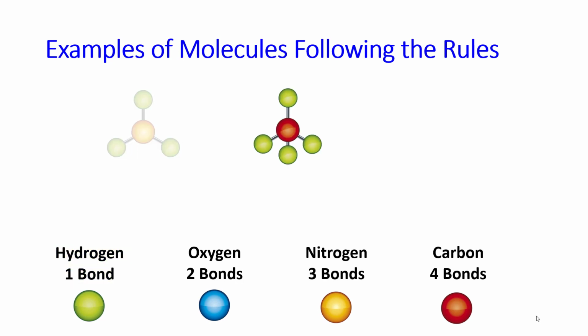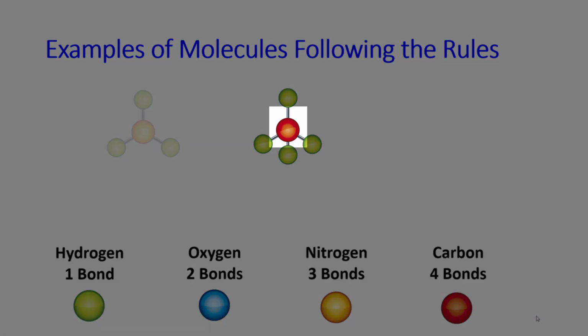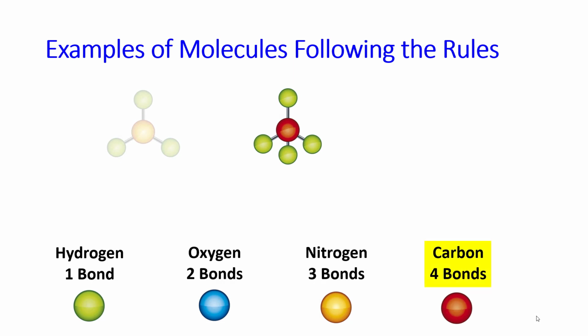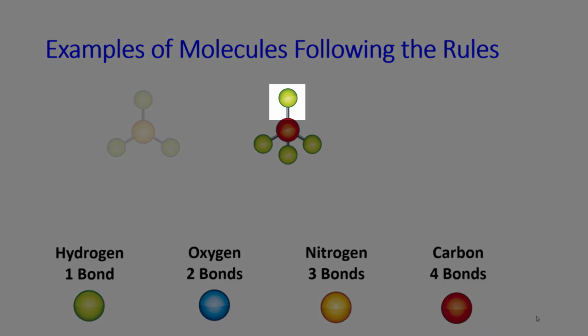The next molecule is called methane. In the center, we have carbon. And you notice the four lines coming out of the carbon. Those are the four bonds that carbon has. And of course, the green ones are hydrogens, and they only have one bond each. That's why they only have one line.